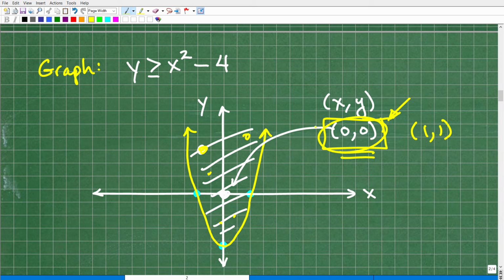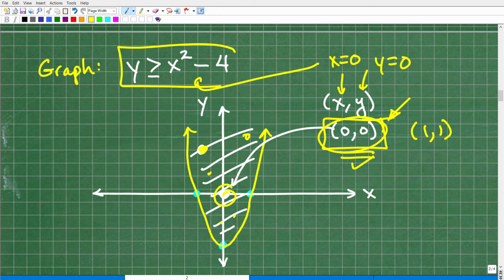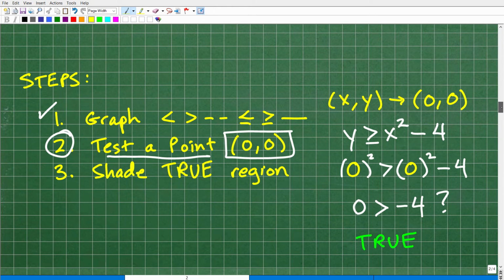Again, we're testing this point 0, 0, which is located right there. We're going to plug in these values: x is equal to 0 and y is equal to 0, which is the point 0, 0. We're going to plug all this into this inequality and see what it tells us. I'm going to plug in 0 for y and 0 for x, replacing these x and y's with 0. So 0 squared is 0.